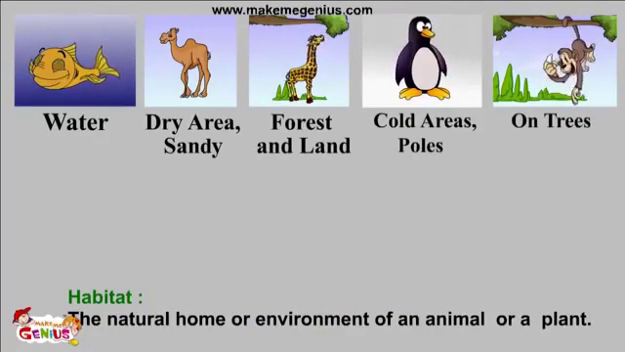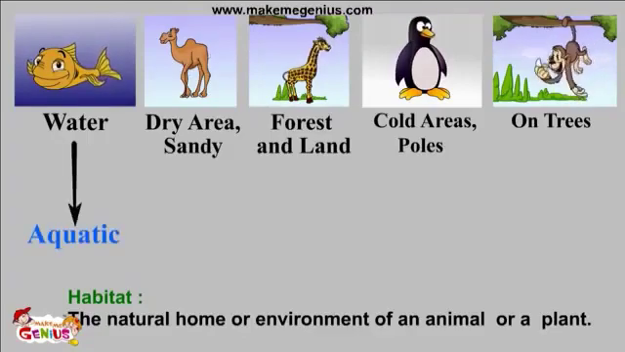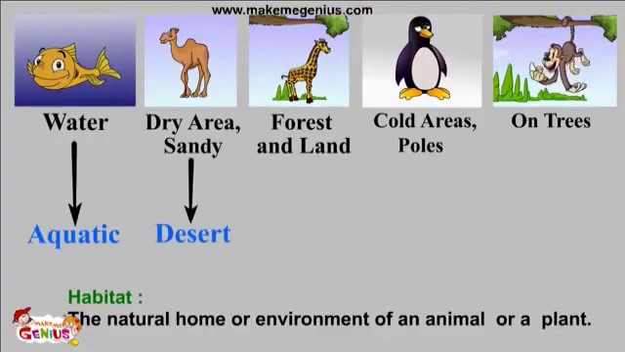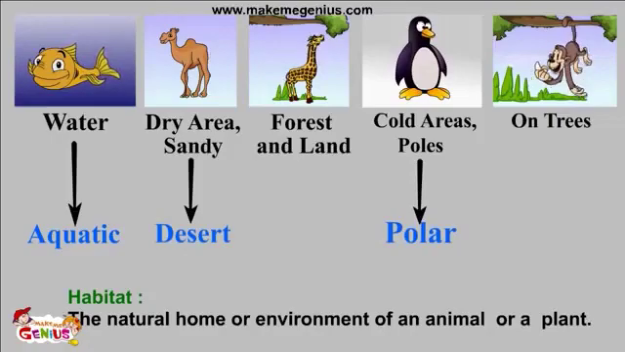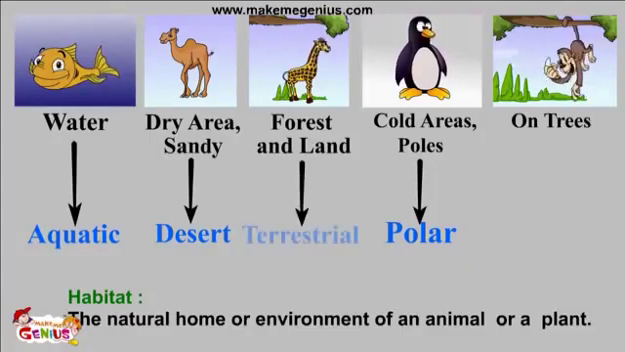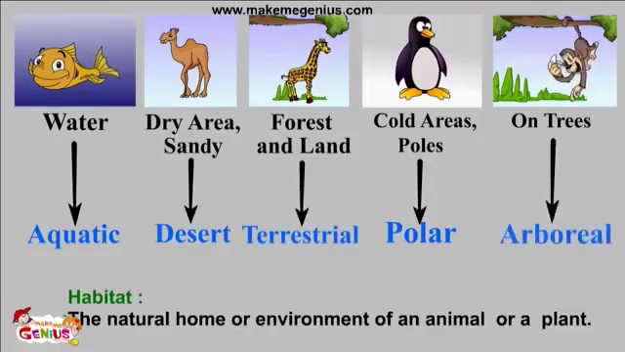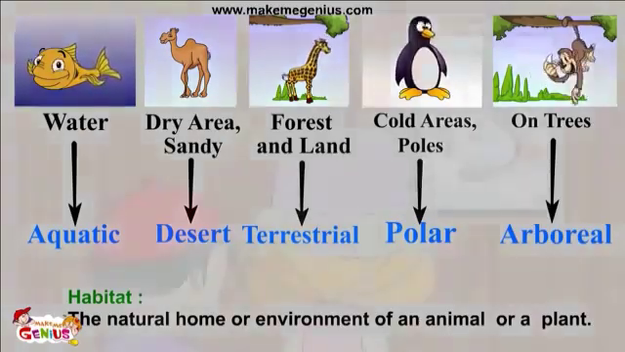You are right. Let me tell you the names of these habitats. A fish's habitat is called aquatic. Camel's natural home is the desert. Poles are a habitat for penguins. Animals like giraffe live on the land. They are called terrestrial animals, and arboreal is the name of the habitat for animals who live on trees.